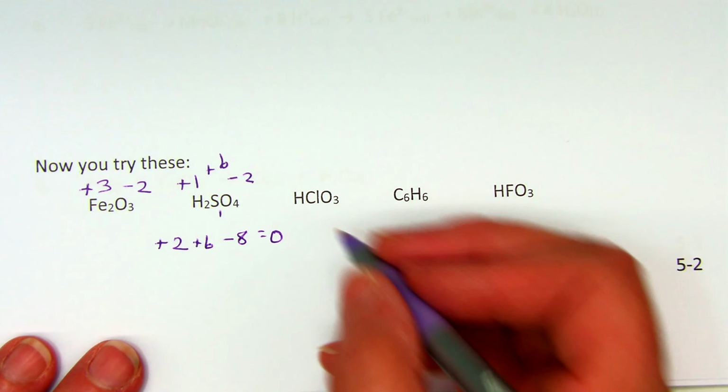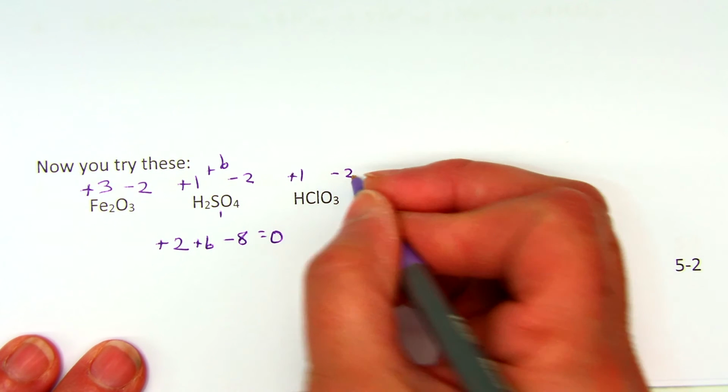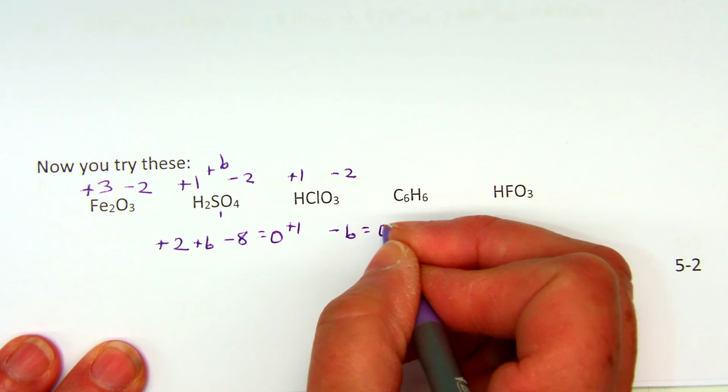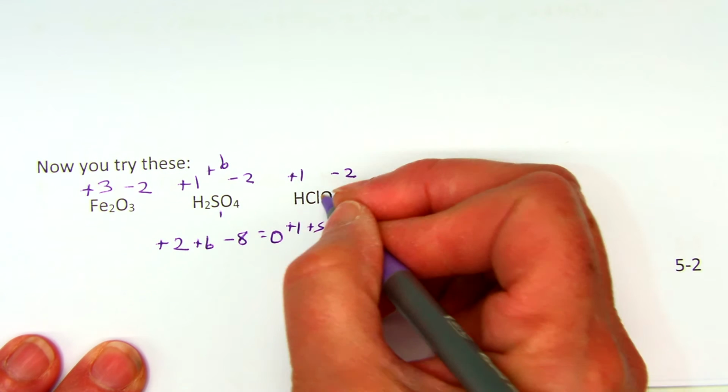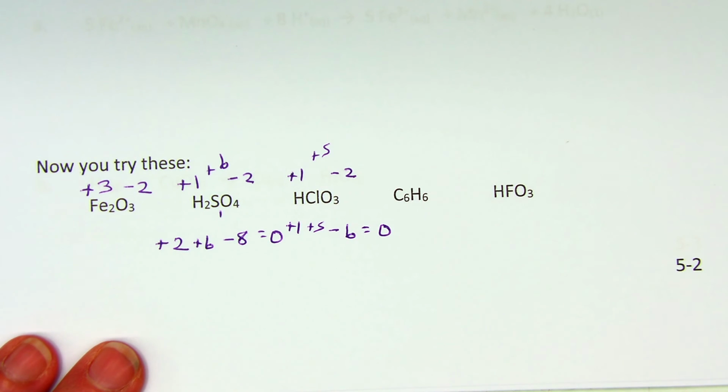Chloric acid, hydrogen plus 1, oxygen minus 2, negative 6 plus 1 adds up to 0. We need a positive 5. Divided by 1 gives me a plus 5 for chlorine.